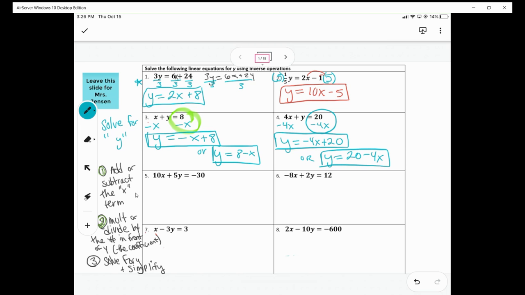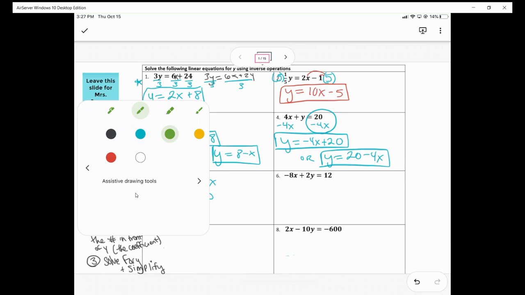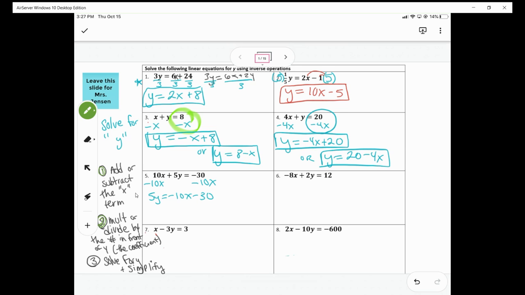Let's move on to 2-step. First, always add or subtract the x term. Now we have 5 times y, so we're going to divide each term by 5. Again, you could have just divided the whole side by 5, but this makes it easier to simplify.